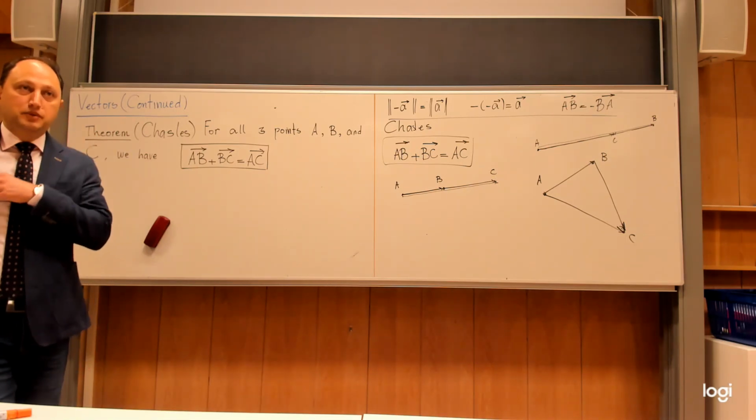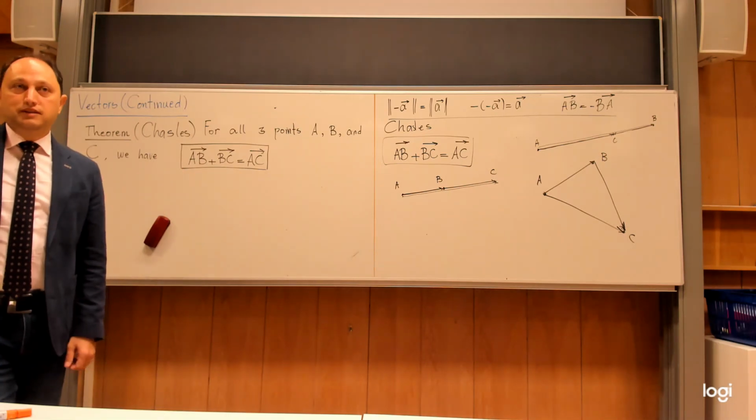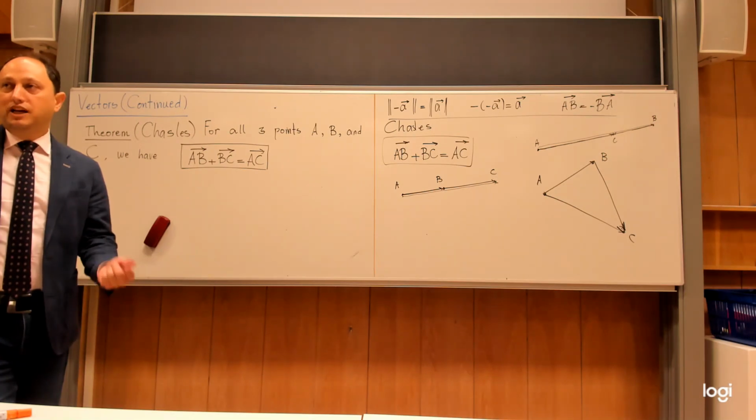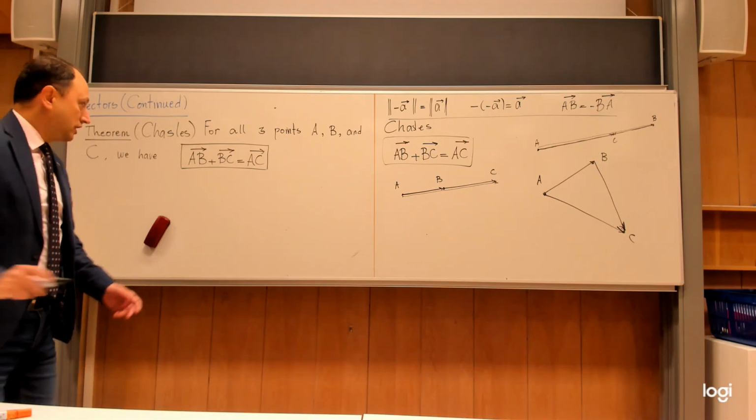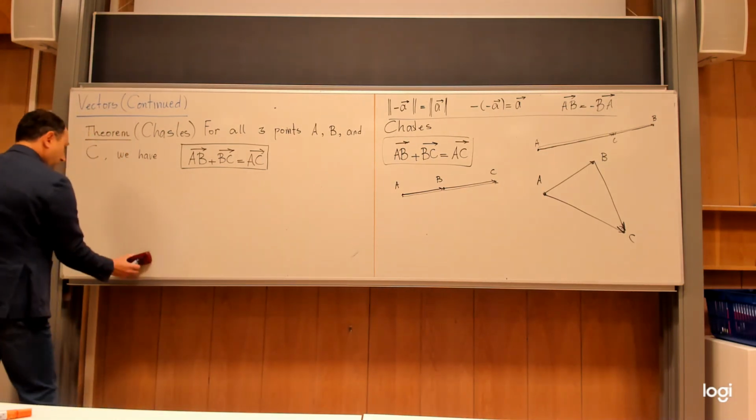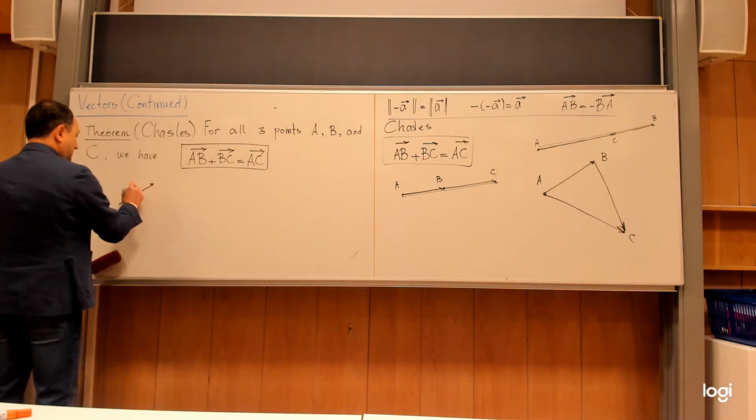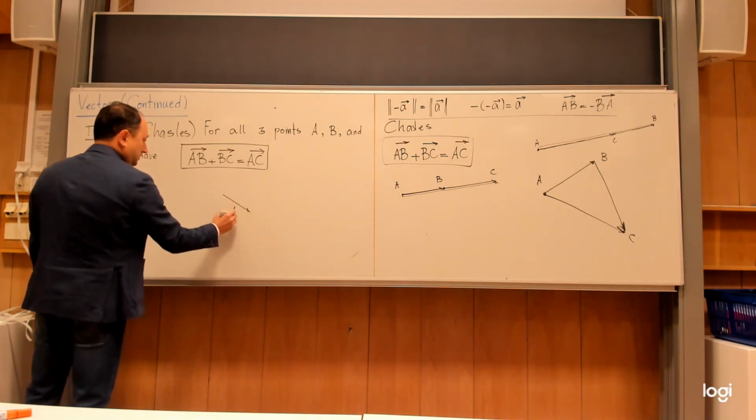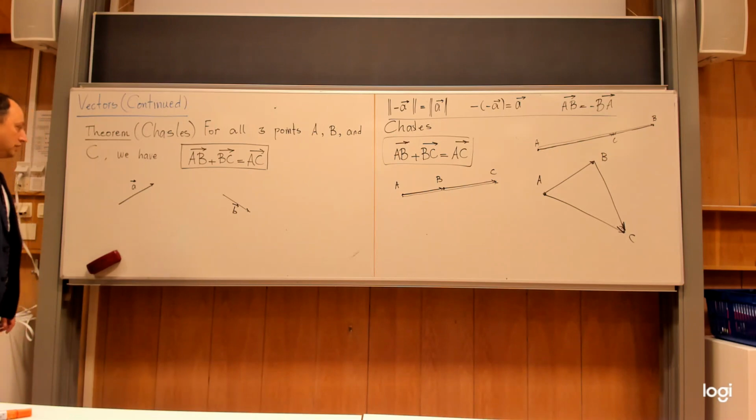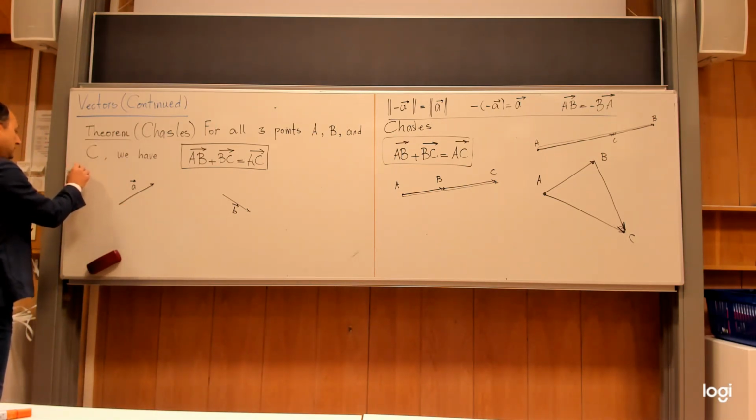Now, think a little bit about that. Do you think vector addition enjoys this commutativity? So does it matter if I add vector A to vector B or vector B to vector A? So let us check. I have a vector A, and then I have a vector B here. Do you remember what I told you? If I want to determine A plus B, what should I do?